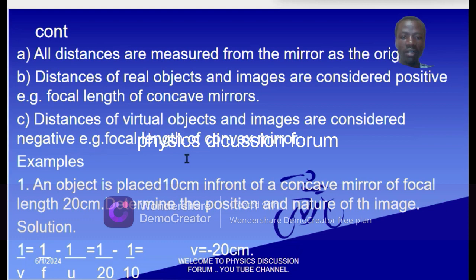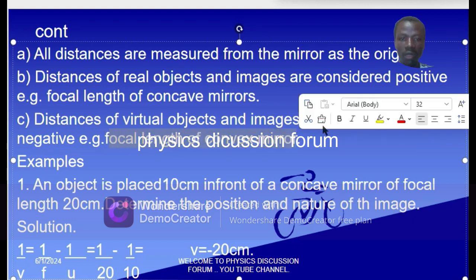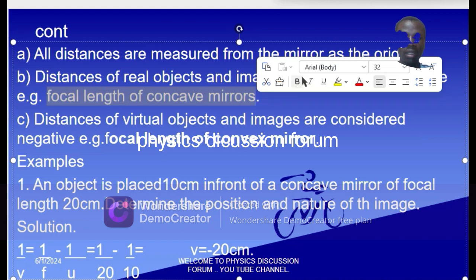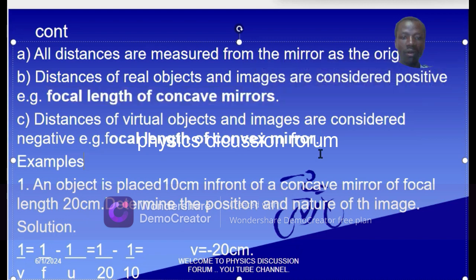That is for convex mirrors. The focal length is negative. So you have to remember this. Very important. You have to remember that it's negative for that. Then also you have to remember this when you're working: the focal length of a concave mirror is positive and the focal length of a convex mirror is always negative. So let us consider this example.